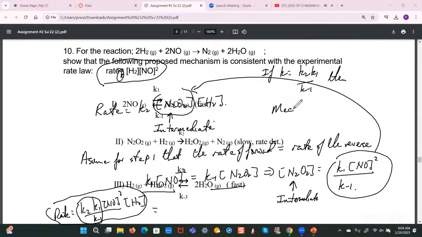the mechanism is consistent with the rate law. All right? And that answers that question, right? Because the rate law that we derived looks very much like this, with the only difference being that instead of just 1K, we have this collection of constants, we can say that 1K is equal to that, and therefore the mechanism, I should say, is consistent with the rate law.